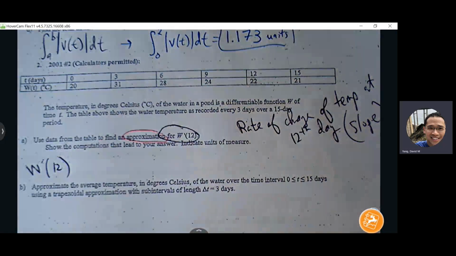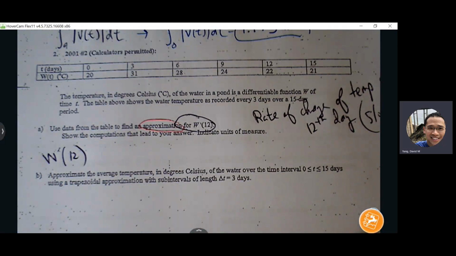Yeah. So I need how many order pairs? 2. Okay. Which one would you choose?